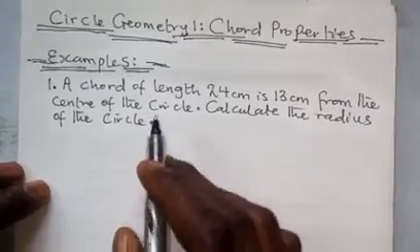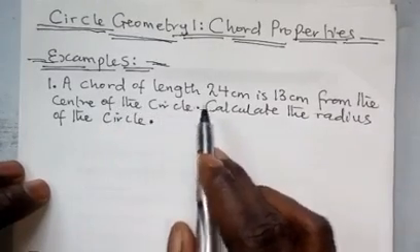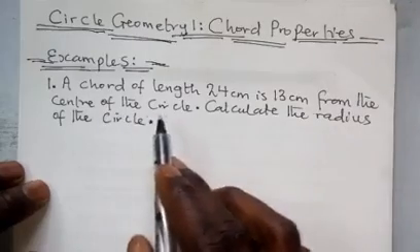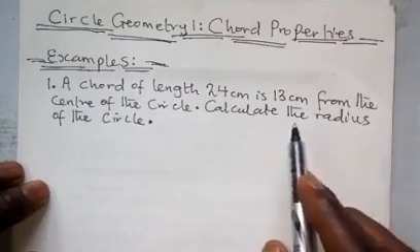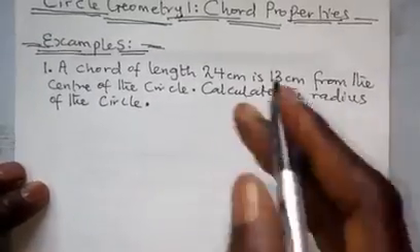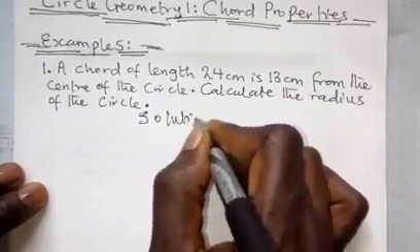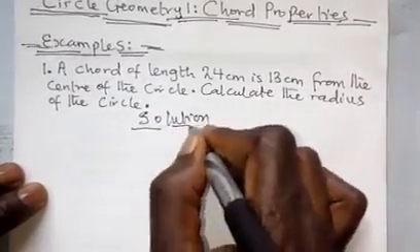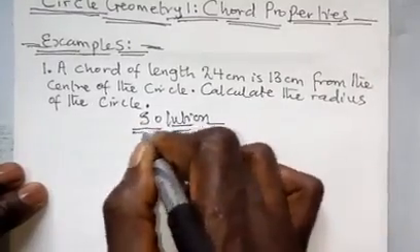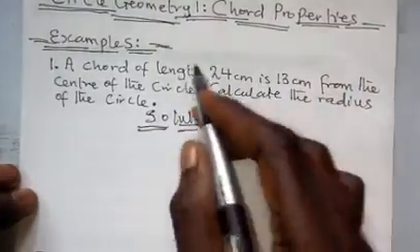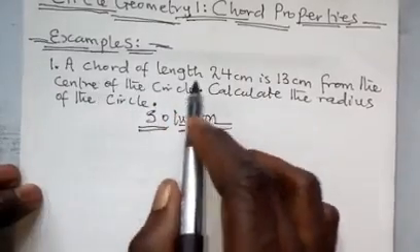Now, in the first example here, it says that the chord of length 24 centimeter is 13 centimeter from the center of the circle. Now, calculate the radius of the circle. So, let's take the solution to this problem. All right. So here is the solution. Now, in taking the solution, we need to draw these diagrams. But before we do so, let's represent the parameters.